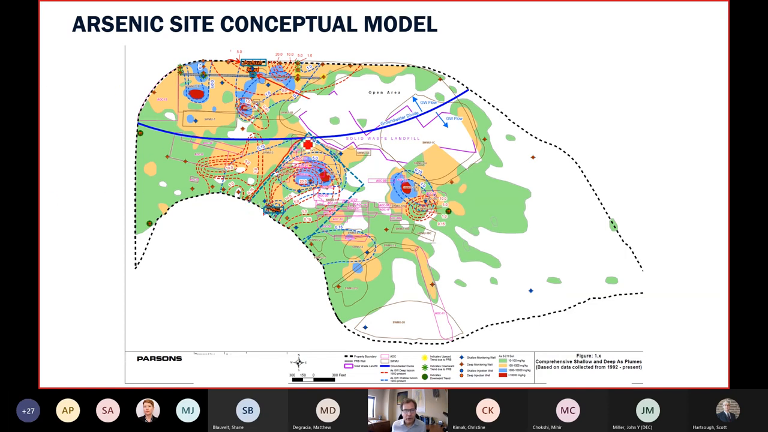The summary here: this site has a lot of arsenic spread around it, but we're going to look at this section, which is where some of the treatability testing that you'll see is. There are very high concentrations of arsenic in soil, so that's 10,000 milligrams per kilogram. And even the blue here is also very high. So, very shallow, highly elevated concentrations of arsenic in soil.